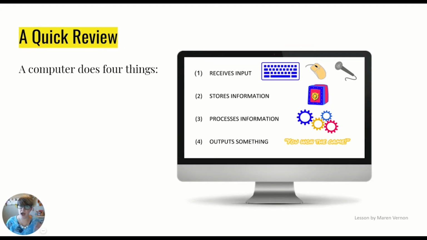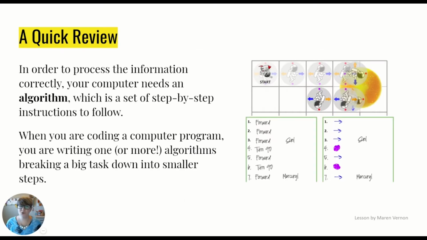For instance, I could say 2 plus 2 into my computer. It would store that, process it by adding those numbers together, and then it should output 4. In order to process that information correctly, the computer needs an algorithm. It needs a set of step-by-step instructions to follow. So when you are coding a computer program, you are writing one or more algorithms and breaking a big task down into smaller steps. If you haven't seen my previous video where we did this to fly an astronaut around to the different planets, check it out.